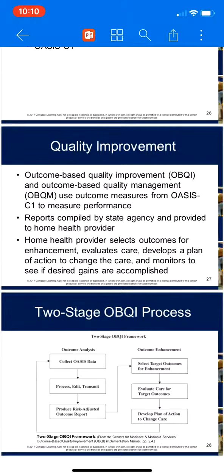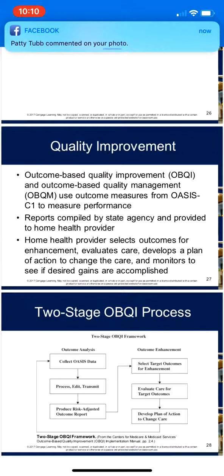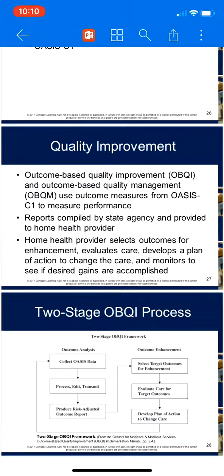During this first step, risk adjustment occurs through grouping or statistical methods to compensate for the potential influence of case mix variables that can affect outcomes. Risk adjustment is done by the state agency for some data elements. Reports may be printed with and/or without the risk adjustment. In the second step, the agency selects target outcomes for enhancement, evaluates care for the target outcome, develops a plan of action to change the care, and finally monitors the outcome to see if the desired gains have been accomplished.